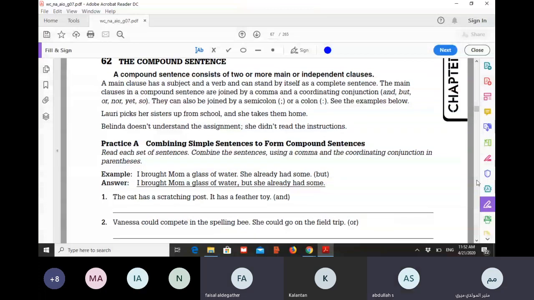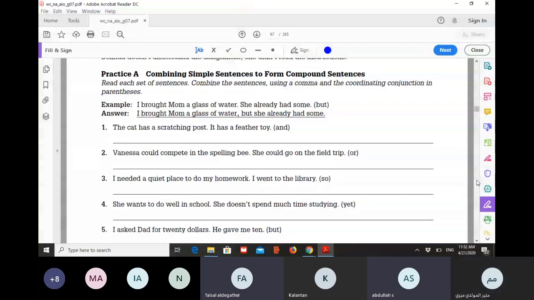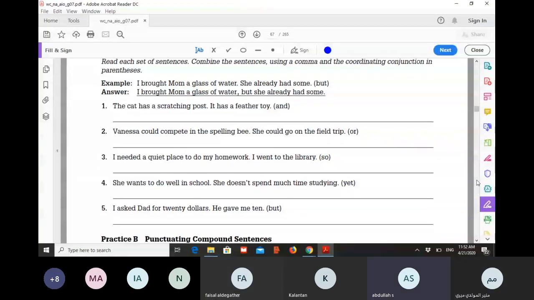Practice A. Can I do it? Okay, do it. Read first. Read each set of sentences, combine the sentences using a comma and the coordinating conjunction in parentheses. I brought Mom a glass of water. She already had some. Answer: I brought Mom a glass of water, but she already had some.